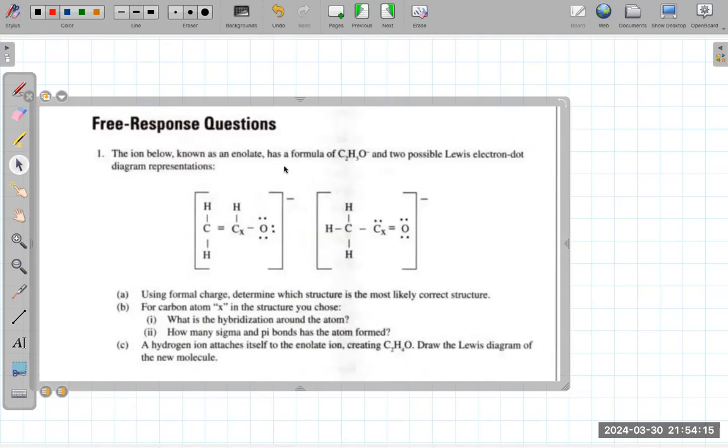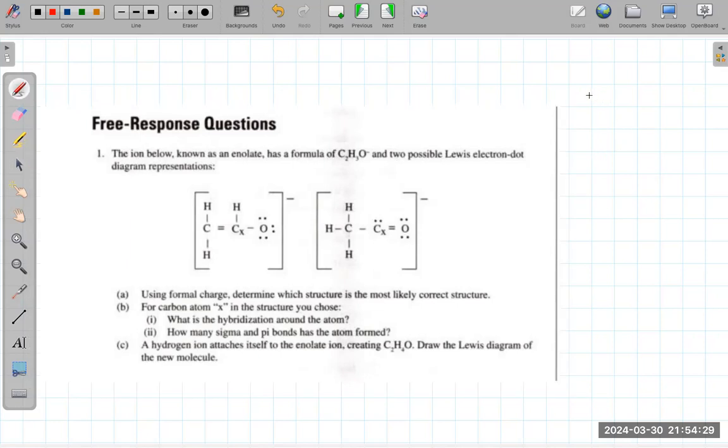The ion below, known as enolate, has a formula of C2H3O minus and 2 possible Lewis electron diagrams. Using the formal charges, determine which structure is the most likely correct structure. Okay, let's do it our way this time and compare it. I will show you the numbers that he has given. So what are the formal charges for the first C, the second C, and the oxygen? So let's see structure 1.